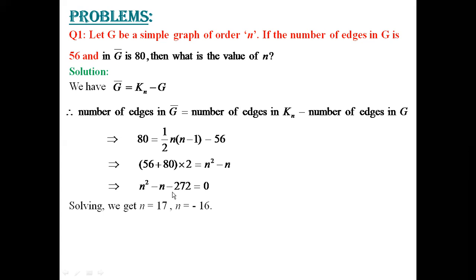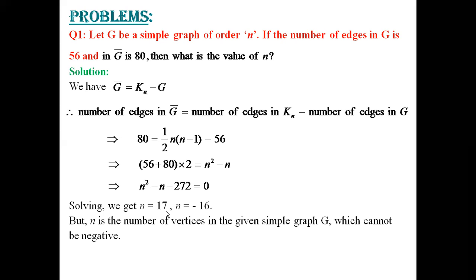Minus 16 cannot happen because we are talking about the number of vertices. So n has to be a positive integer. We take n as the number of vertices in the given graph, which cannot be negative. So n must be a positive integer. Thus, the order of the given graph G is n, which is nothing but 17. So there are totally 17 vertices in the graph, satisfying the condition that the number of edges in graph G is 56 and its complement is 80. So in such a graph, the number of vertices is 17.